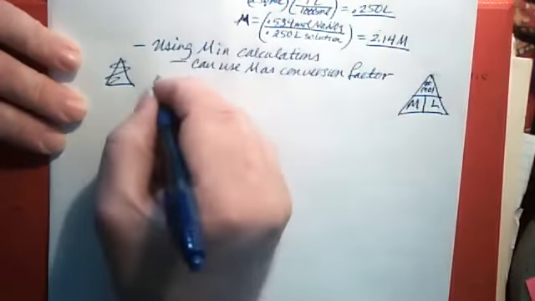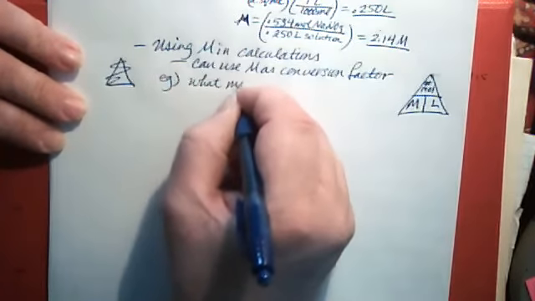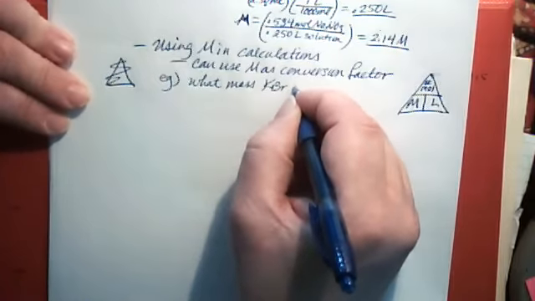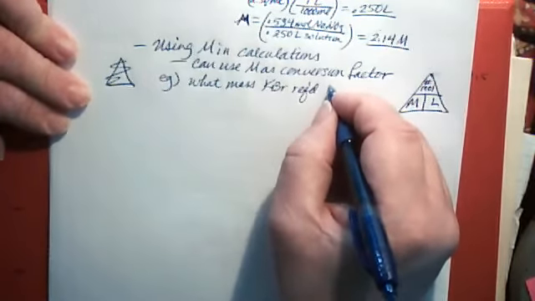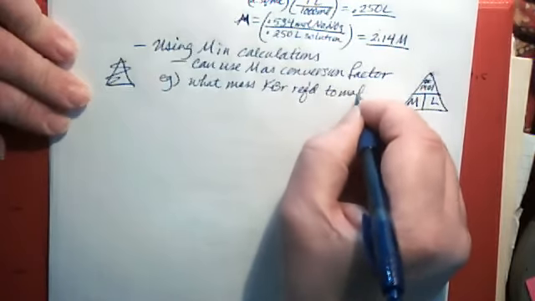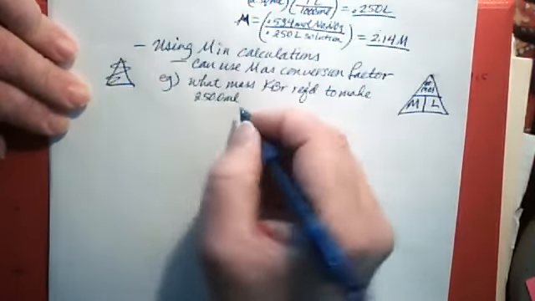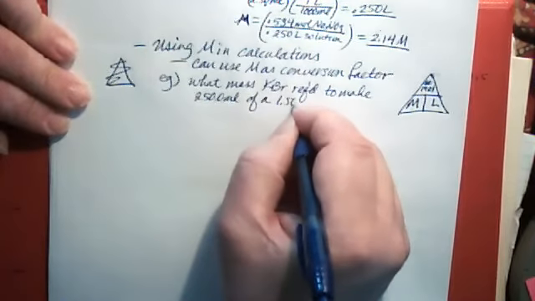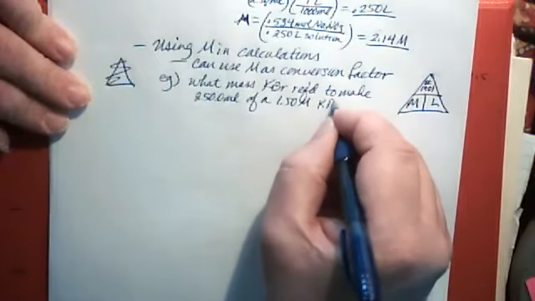So as an example, what mass of KBr is required to make 250 milliliters of a 1.5 molar KBr solution?